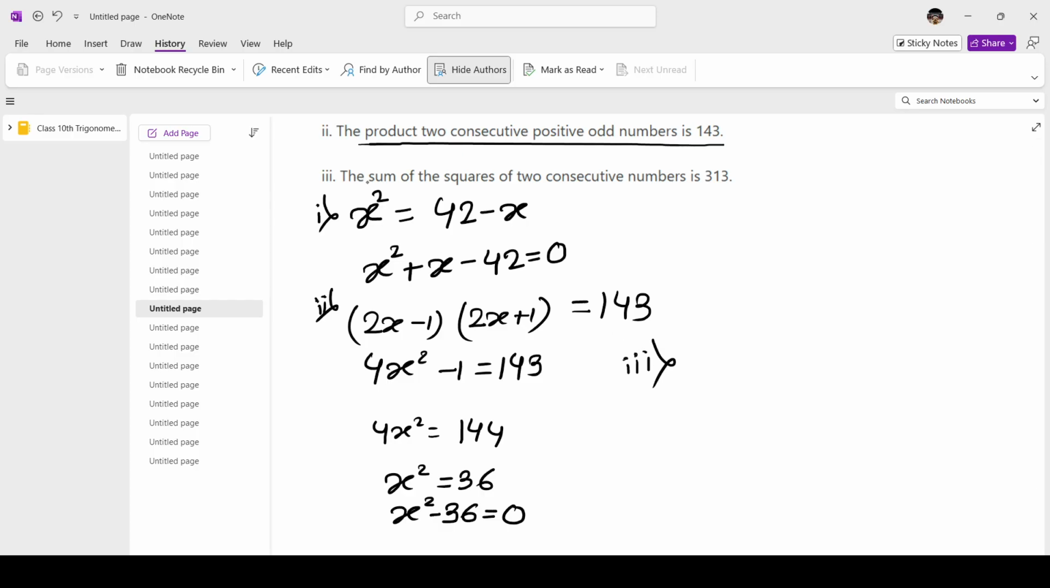Now the third question is: the sum of the squares of two consecutive numbers. Here it is only consecutive numbers, it is not telling odd or even. So we can take one after another. If I take x as the first, the second will be x plus 1. So the product, x into x plus 1, will give us the value. So x square plus x minus, okay, there is some mistake.